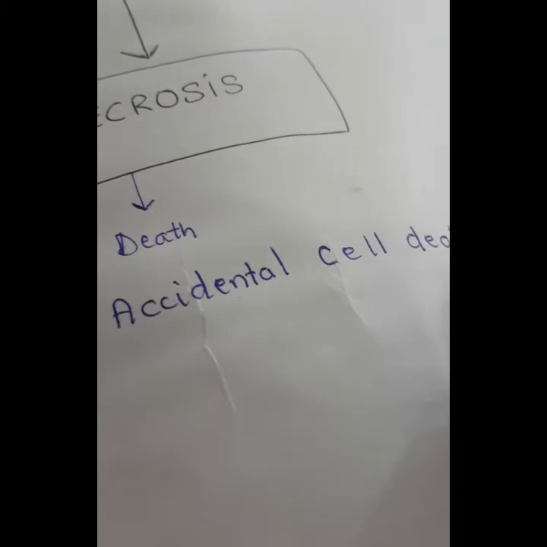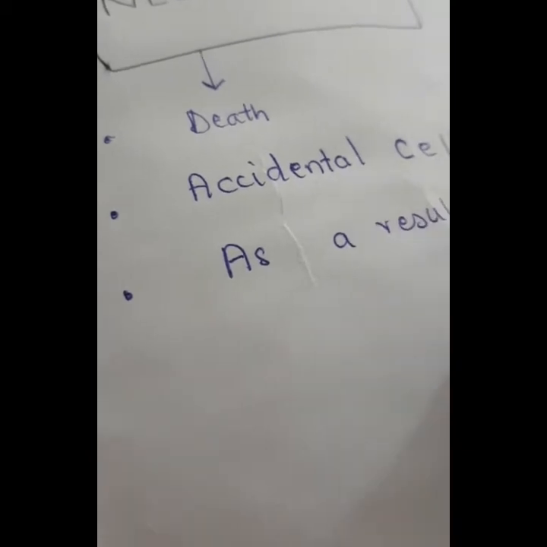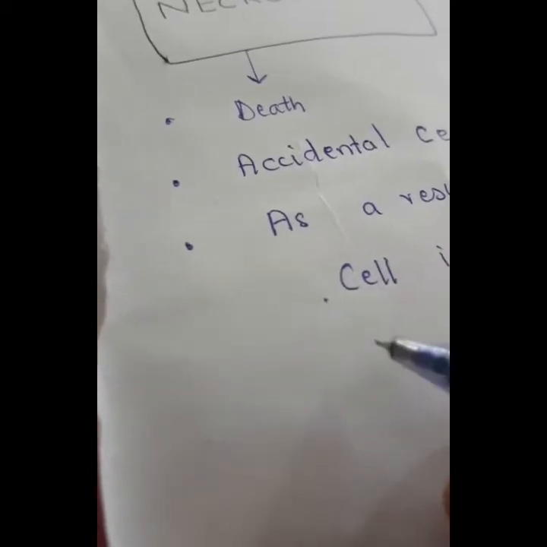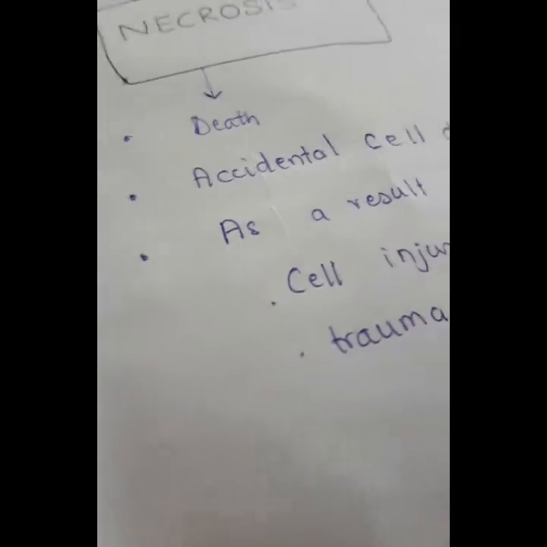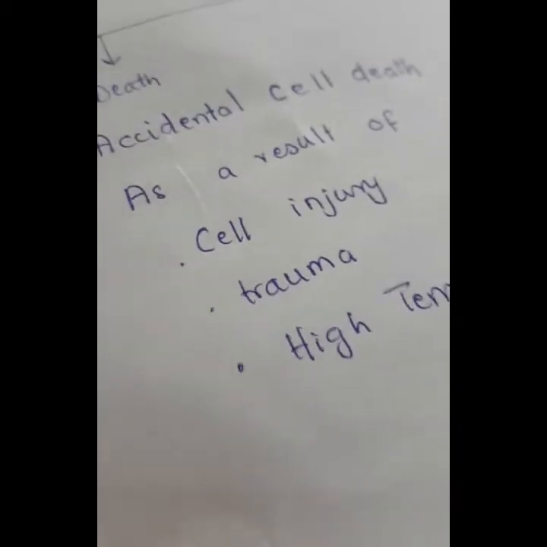It's an accidental cell death, which maybe is a result of cell injury, trauma, right? So maybe due to some injuries, and as a result of high temperature, decreased O2 level, diseases, or toxins, which can damage the cellular wall and membrane, and as a result the cell can't maintain its function. That's all about necrosis. Let's come to apoptosis now.